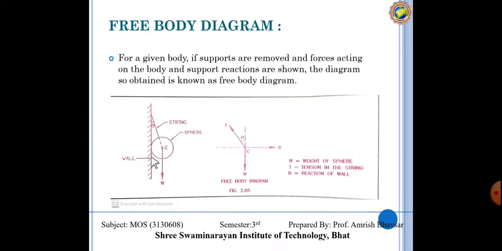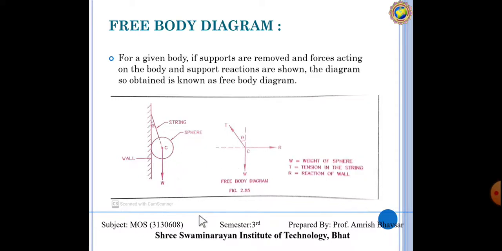Suppose this is a sphere, and this sphere is hanging through a string, and that string is connected to a vertical wall. The sphere can't fall down, because whenever it is going to fall down, the string is going to react, and it can't move leftward because the wall is there, which also gives a reaction. So in the free body diagram, what are we going to do?